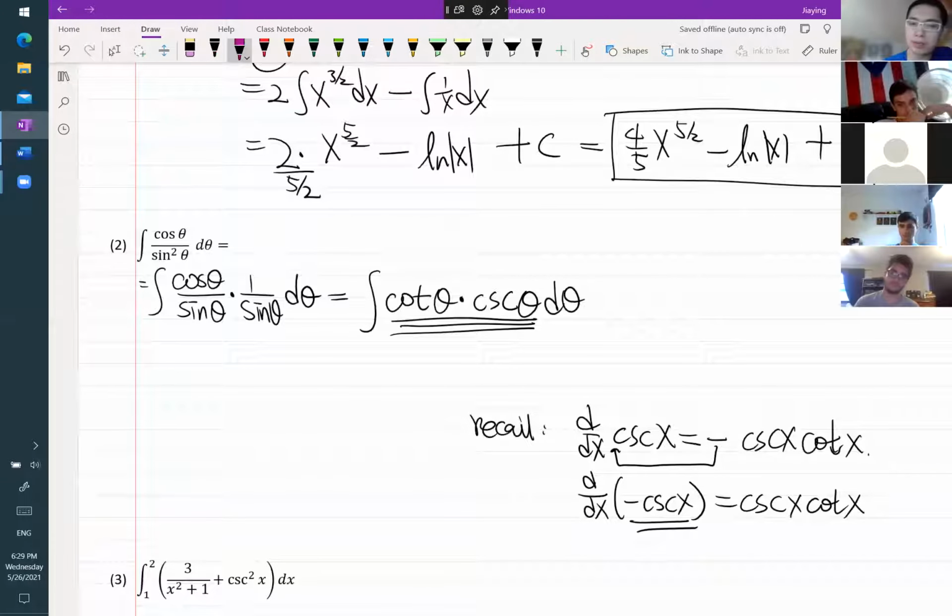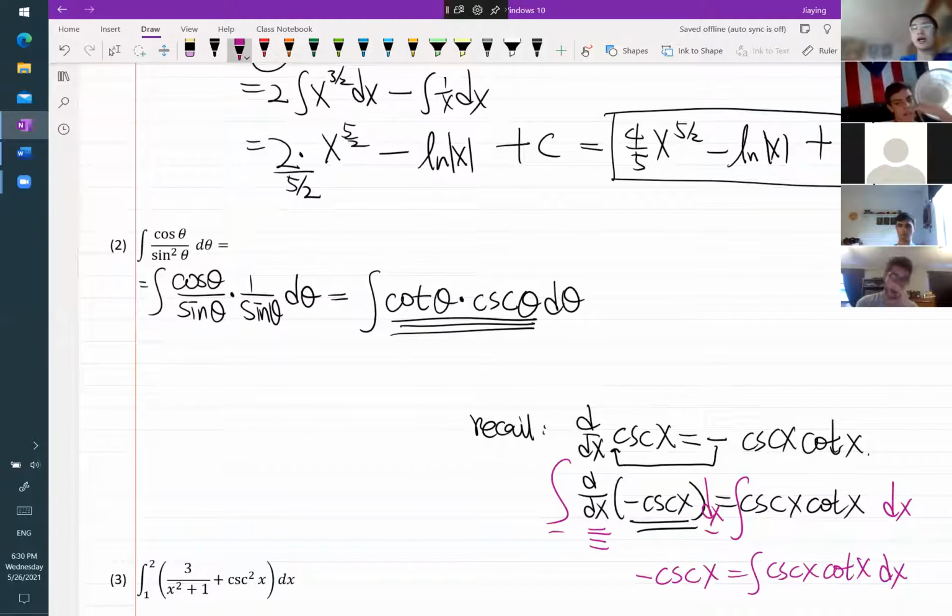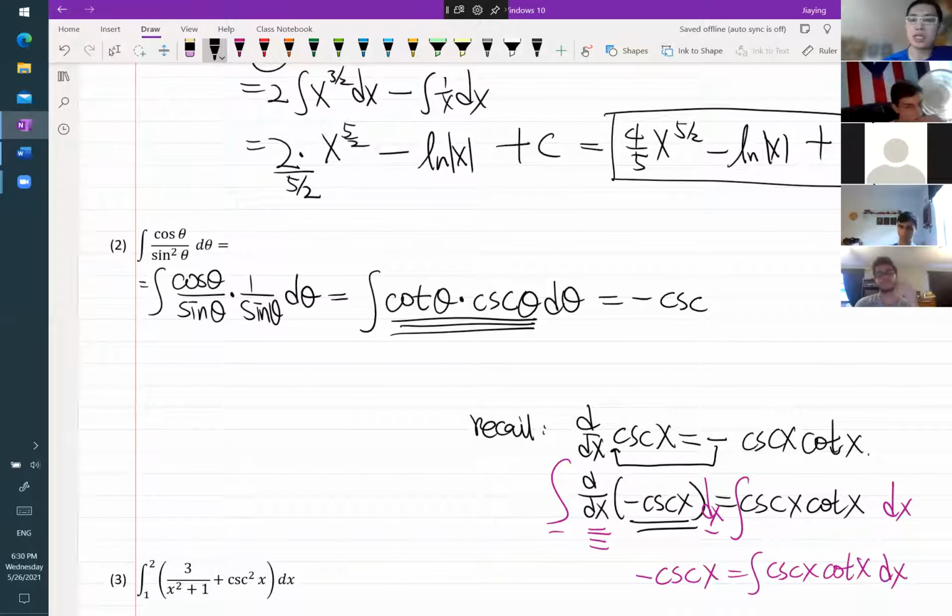So let me write this, maybe help, maybe not. So if we integrate with respect to x on both sides, you can think about the integral with respect to x and the differentiating with respect to x, they cancel out. So the left side, we just have negative cosecant x. The right side, we still have this integral. The integration undoes the differentiation. I just want to show you that. So we just have negative cosecant x plus a constant.